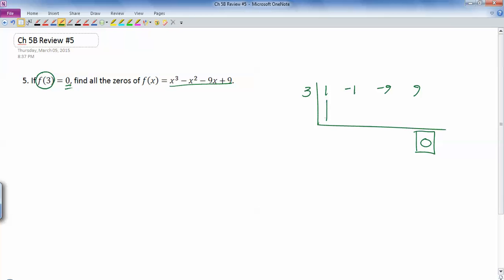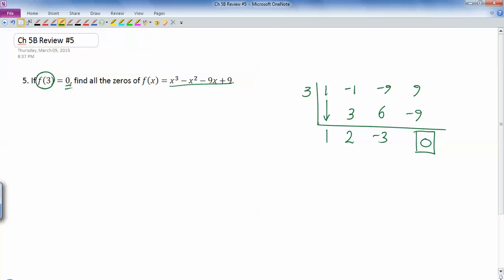So let's see. If I bring this down, that's a 1, and then I multiply, I get 3, and then I add down, and I get 2, and I multiply, so I get 6. And I add down, and I get -3, and I multiply, I get -9, and I add down, and I get 0. Now, synthetic division really works two ways.